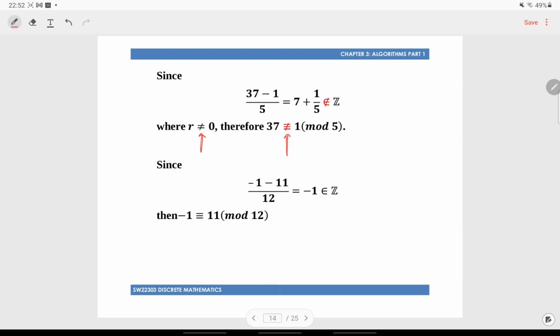For negative values, we have negative 1 and 11. So negative 1 minus 11, divided by the modulus m, gives an outcome that is an integer, which is negative 1. That means negative 1 is congruent to 11 modulo 12. As long as a and b satisfy the condition that a minus b is divisible by m, we can say that a and b are congruent modulo m.